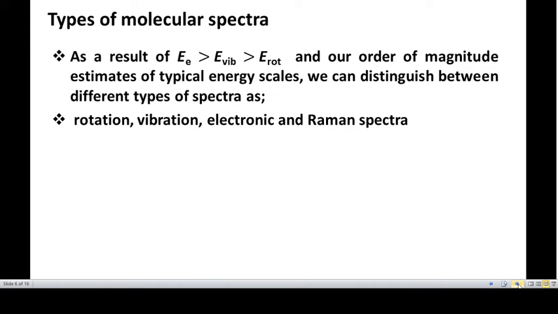We all know that the electronic energy is greater than vibrational energy, which in turn is greater than rotational energy, and the order of magnitude estimates the typical energy scales in a transition. Based on this, we can distinguish different types of molecular spectra. For example, based on the electronic energy, vibrational energy, and rotational energy, we can have rotational, vibrational, electronic, and Raman spectroscopy.